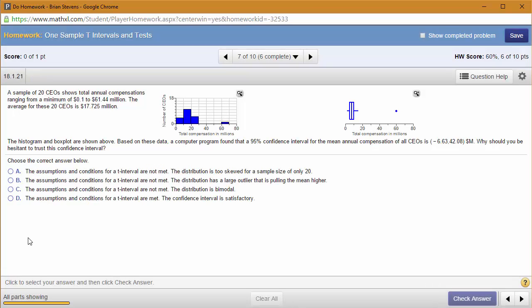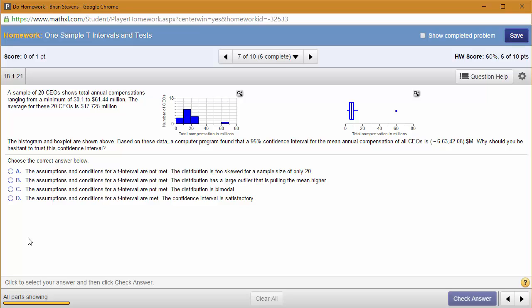So let's go ahead and take a look at this data. Whoa, that data is skewed. It's got an outlier like crazy. This is 20 CEOs with a range of 0.1 to 61.44 million. And I would take that 0.1 million. That's 100,000 per year. That sounds good to me. The average is 17.725, and that is a skew.